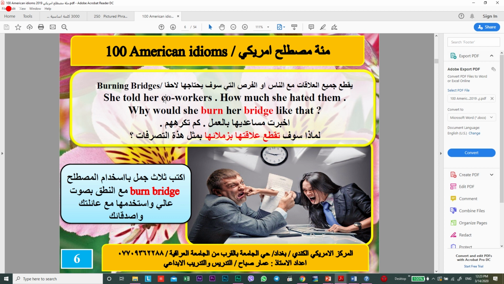Okay, burning bridges means to cut off all the contacts with the people. Which means, okay, I burned the bridges with my bad friends. I burned the bridges. Burn bridges means to cut relations.